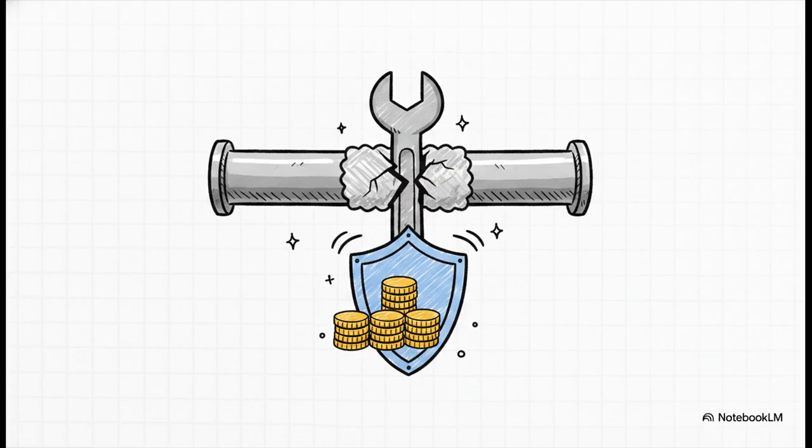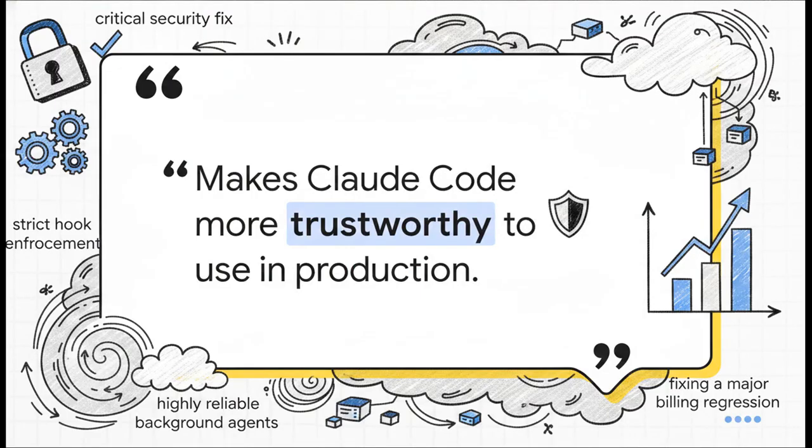This brings us to a quote straight from the source document that I think beautifully summarizes everything we've covered today. 2.1.211 is the kind of release that makes Claude Code more trustworthy to use in production. It's not about flashy new toys, right? It's about real critical security fixes, strict hook enforcement, highly reliable background agents, and fixing a major billing regression. That is exactly how a tool earns its keep in a professional environment.